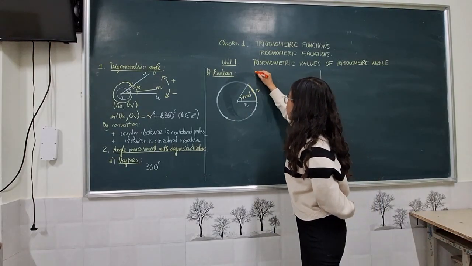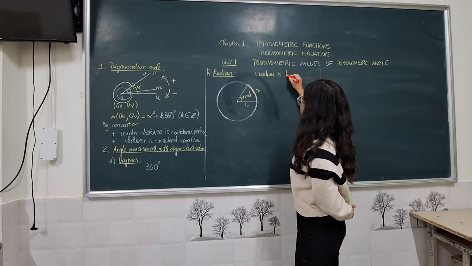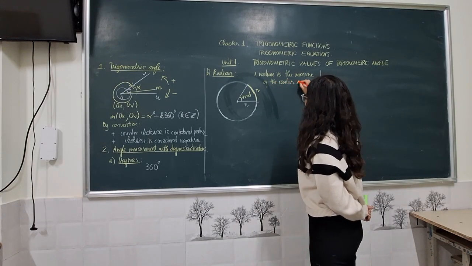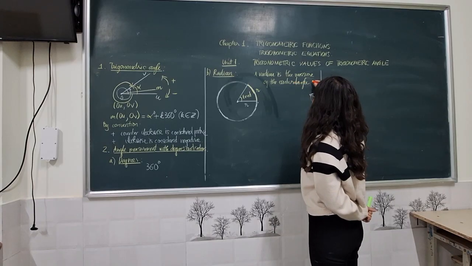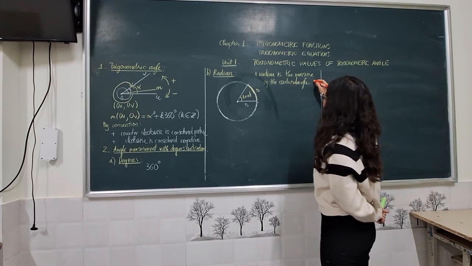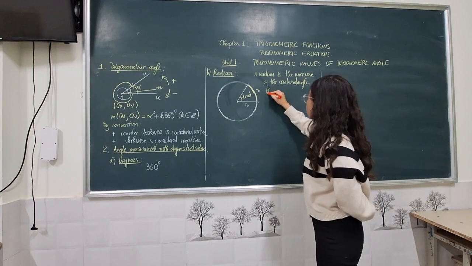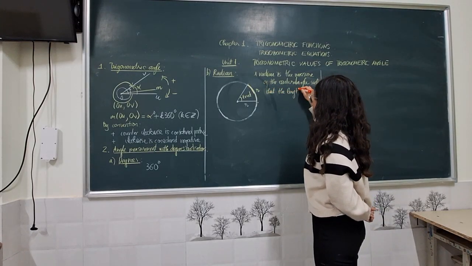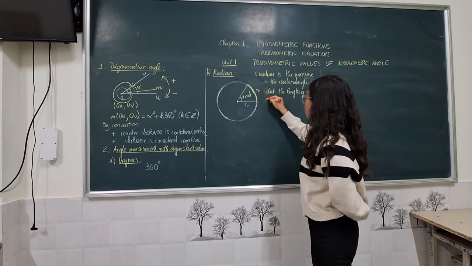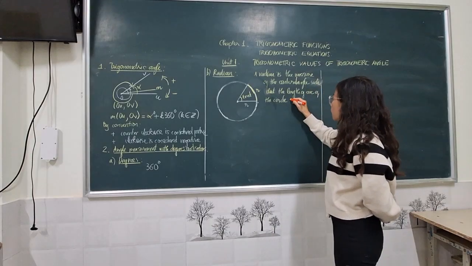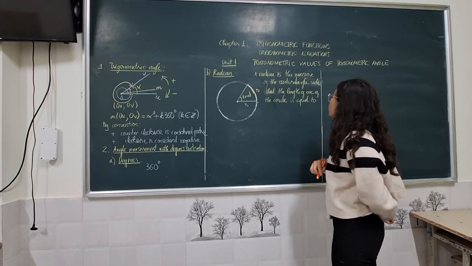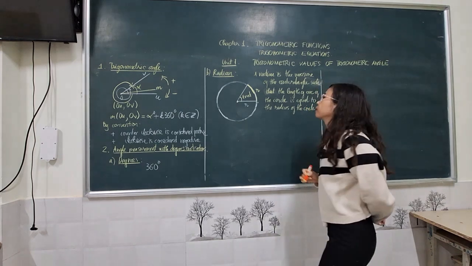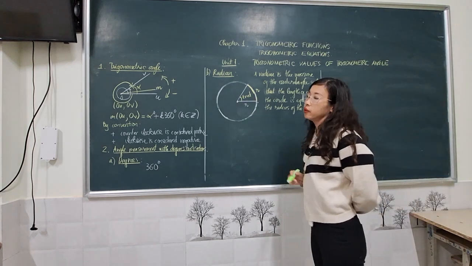1 radian is the measure of the center angle such that the length of the arc of the circle is equal to the radius of the circle. So that means we have 1 radian.